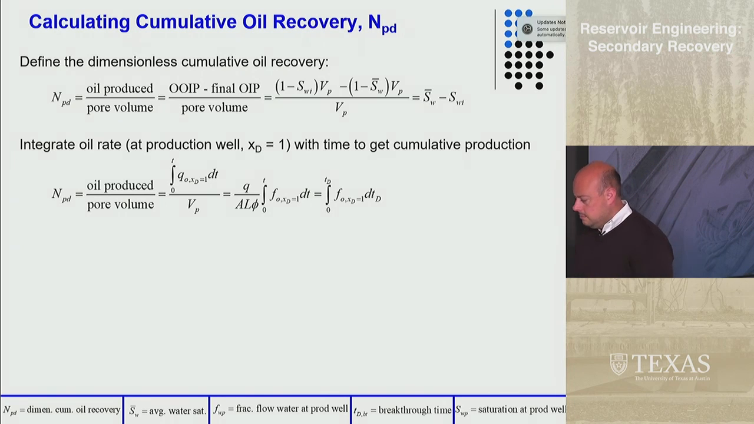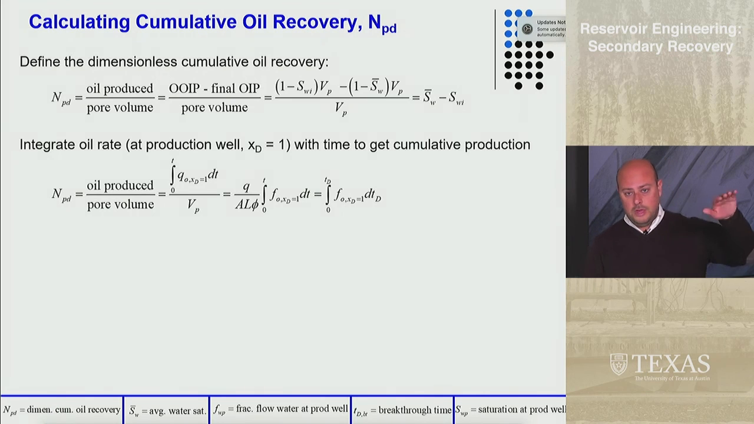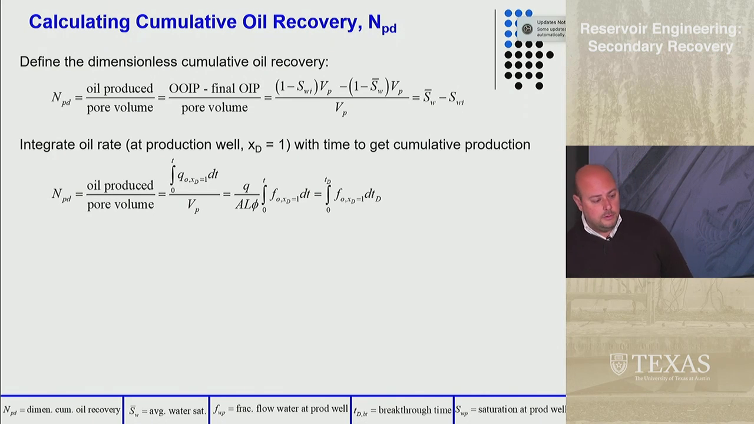to t. Now at early times, QO is going to be constant because we're injecting a constant amount of water. I don't know, 1,000 barrels per day of water, so that means we're producing 1,000 barrels a day of oil. So prior to breakthrough, you produce as much oil as water you injected. But after breakthrough, that oil rate starts to decline. So it is a function of time, and you have to do this integral.